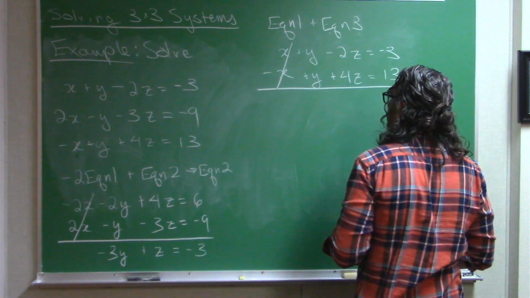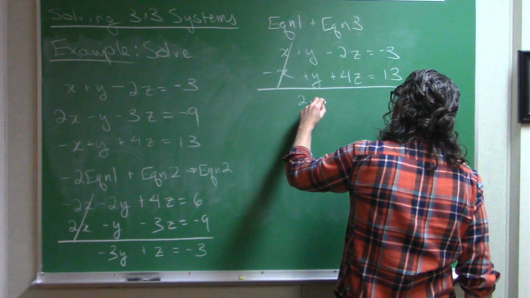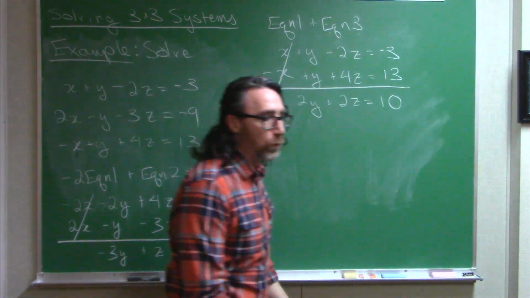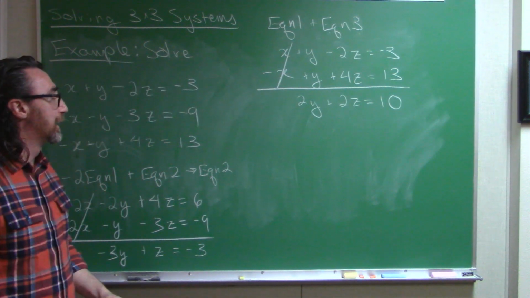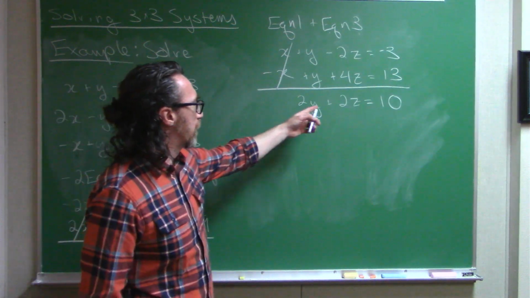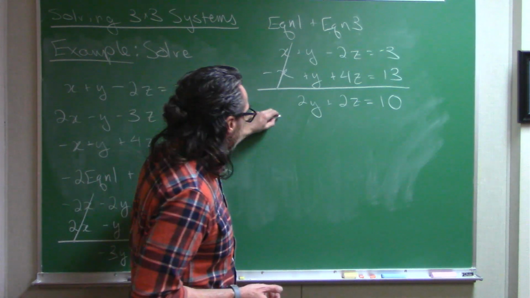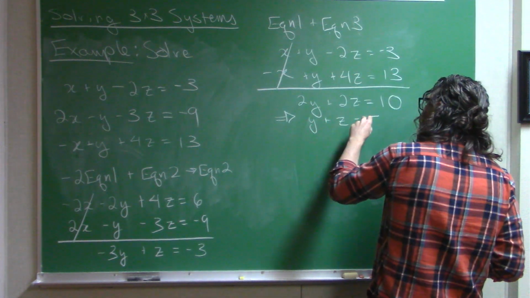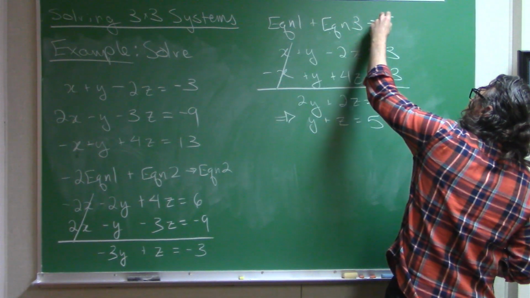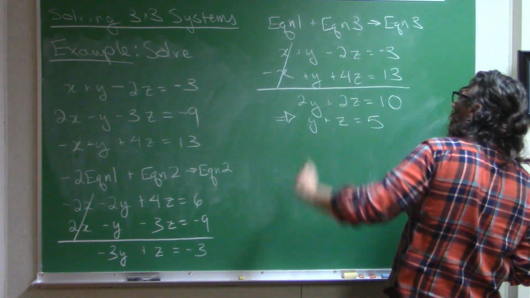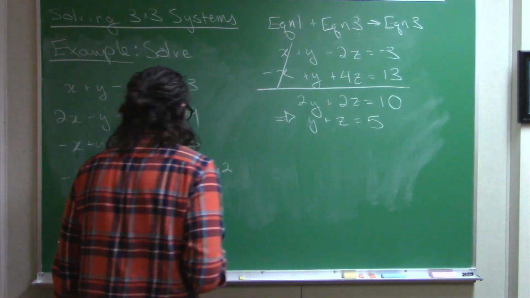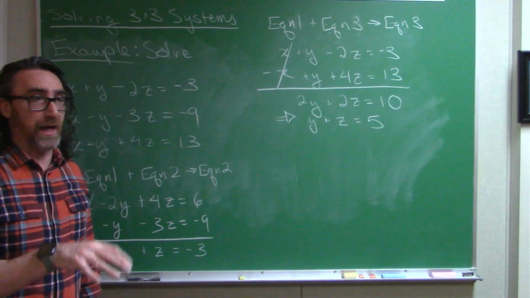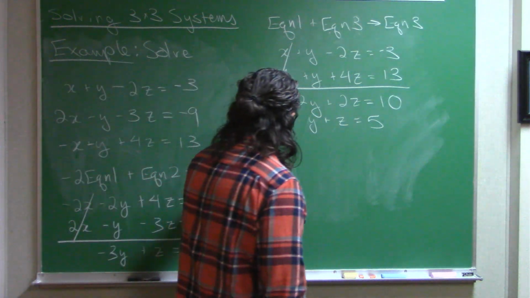Okay, so those cancel. This becomes 2y plus 2z equals 10. You might notice here everything is divisible by 2, so that's the same as y plus z equals 5. Okay, now this is my new equation 3. Now, I don't normally rewrite the system, but since this is our first time doing the eliminations and everything, I'm going to write it down.